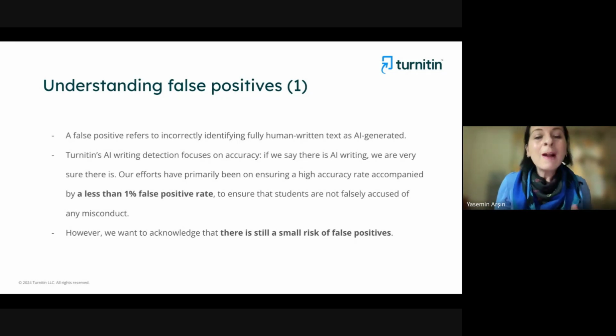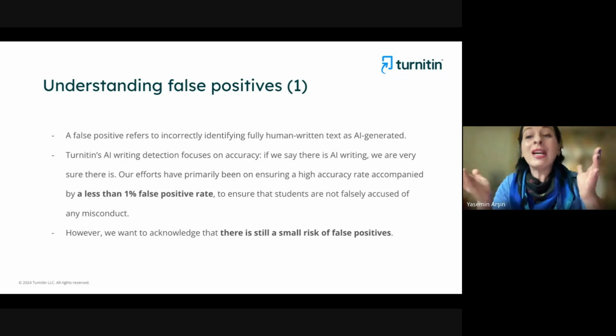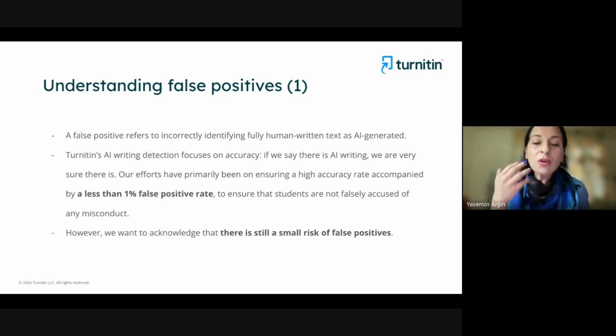What is a false positive? A false positive refers to incorrectly identifying fully human written text as AI generated. Our engineers at Turnitin will tell you, this is your student, this is your institution, this is your country and region. You know it better than us because you are in it. That is why it will completely depend on you what kind of action you will take. Turnitin's AI writing detection focuses on accuracy, and we aim to have less than 1% false positive rate, but still there is a small risk of false positives.